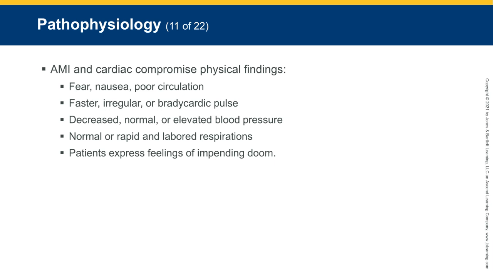Physically, AMI patients often display fear, nausea, and poor circulation. Their pulse may be fast, slow, or irregular. Blood pressure can be low, normal, or high. Some patients describe a feeling of impending doom, a sign that should not be ignored.